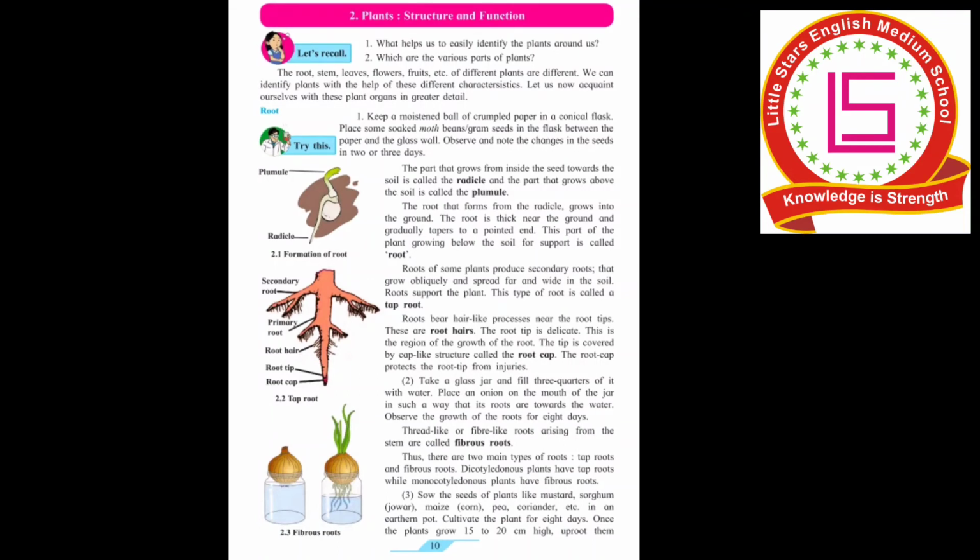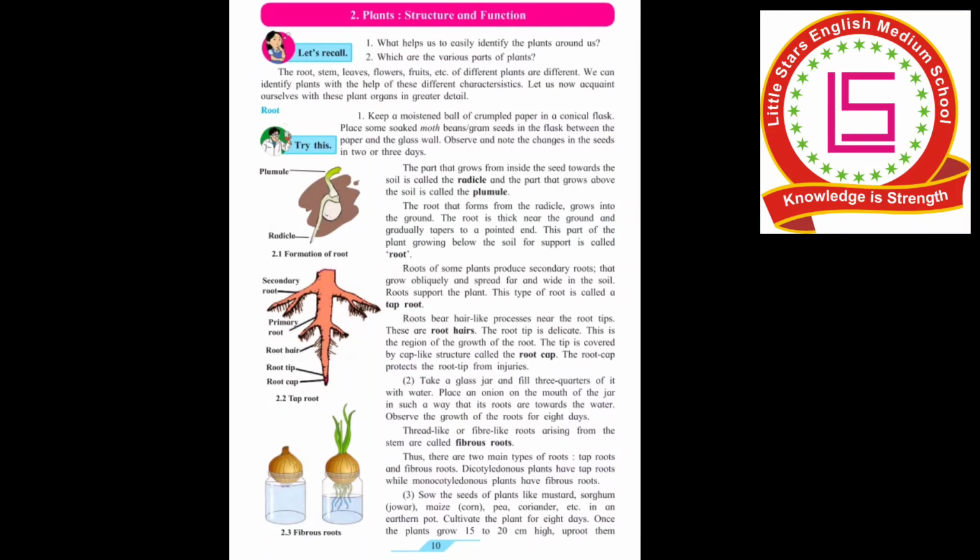Roots bear hair-like processes near the root tips. They are root hairs. The root tip is delicate. This is the region of the growth of root. The tip is covered by a cap-like structure called the root cap. The root cap protects the root tip from injuries. See, what do you come to know by these paragraphs? That there is not only one type of root, but there are many types of roots.